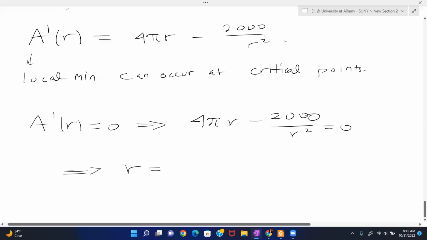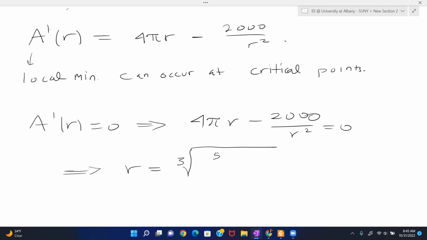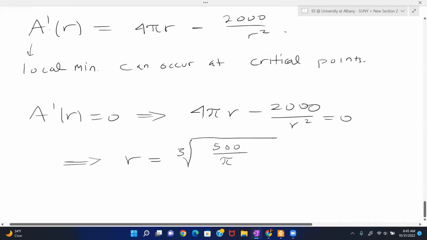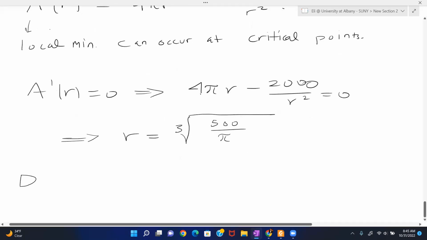So you do the cube root of 500 over pi. All right. So first of all, let's see, do we need this back here? Oops, I don't know why that came up.